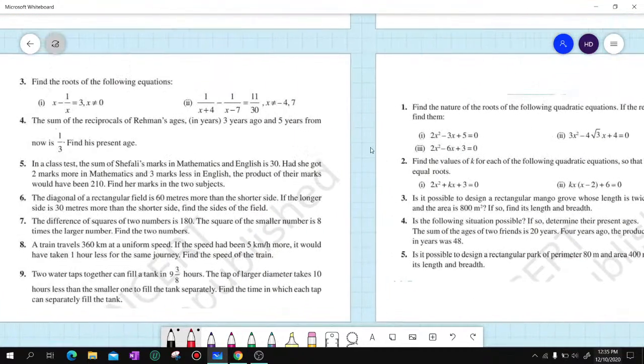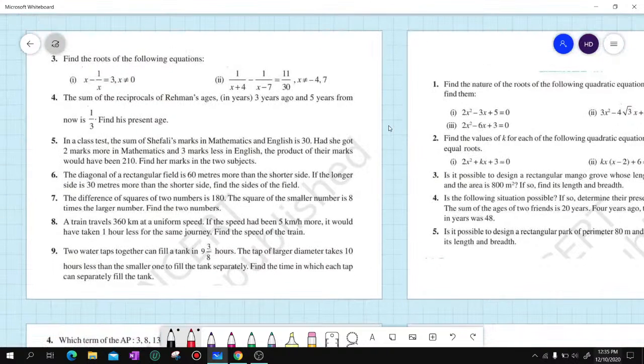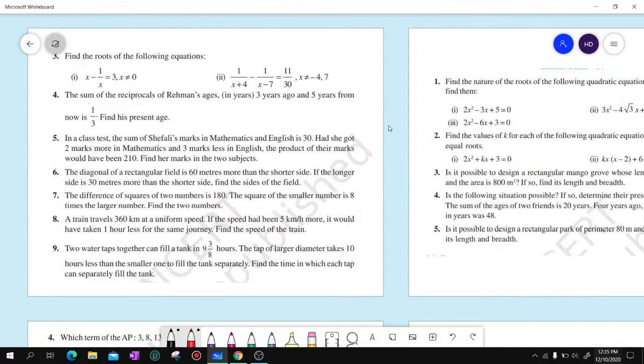And when you look at the 4 marks questions, I'm pretty sure this question is asked for 2 marks or 3 marks. The sum of reciprocals of Rahman's ages question is again important. The Rahman age problem is very important, and one of the favorite problems for the question paper setter. So the chance of being asked for 4 marks or 3 marks is more than 90%.